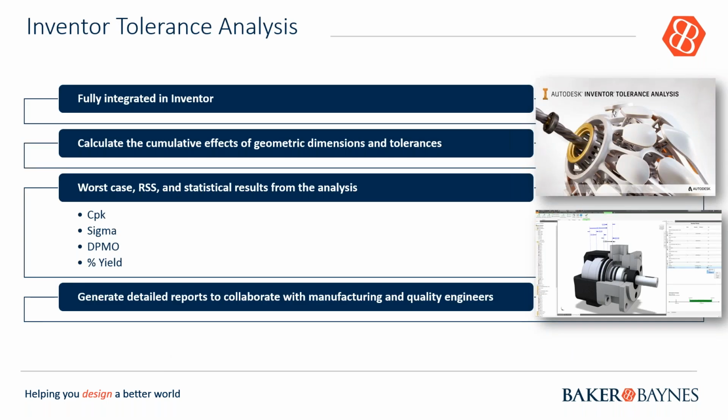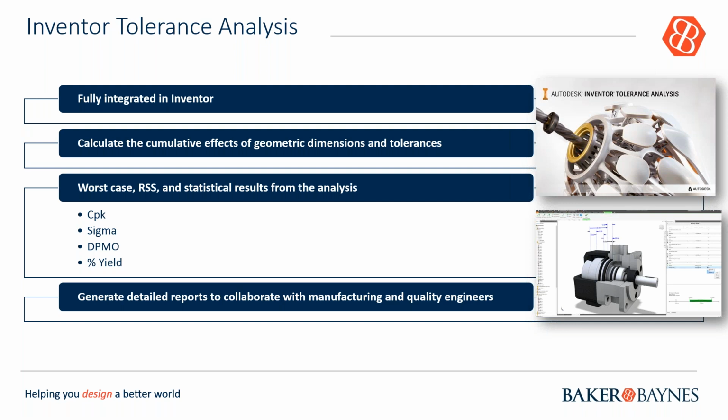Now, if we go into it in a bit more detail, we'll see that fully integrated into Inventor is the Inventor Tolerance Analysis. So there's no saving your part and opening it in a different application. It's fully integrated. You'll see a tab on the bottom right corner of the screen, an Inventor Tolerance Analysis tab in there.